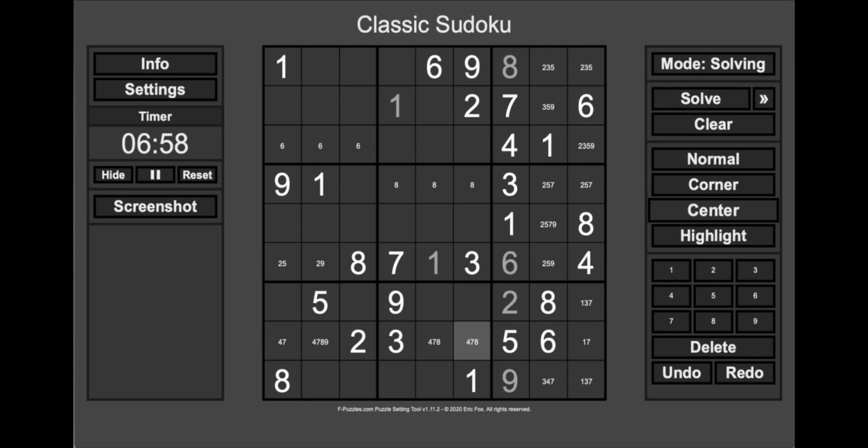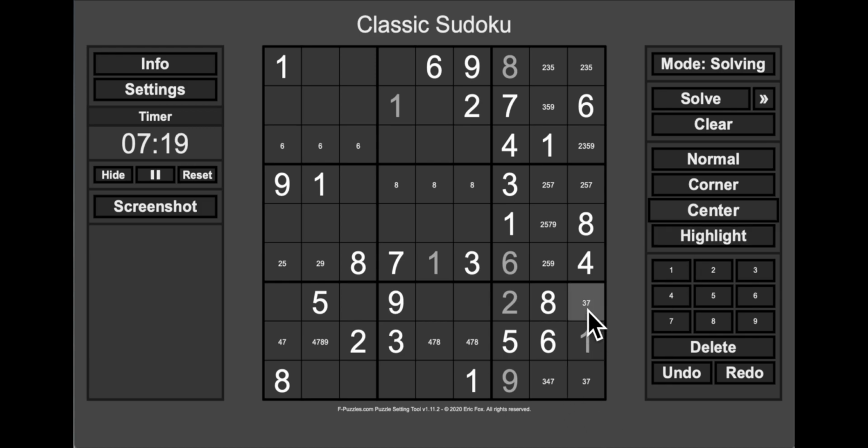Oh, annoyingly. Oh, that's interesting. That can't be 1. That can't be 1. That's not 1. That's not 1. The only place for 1 in row 8 is there. That tells me these aren't 1.